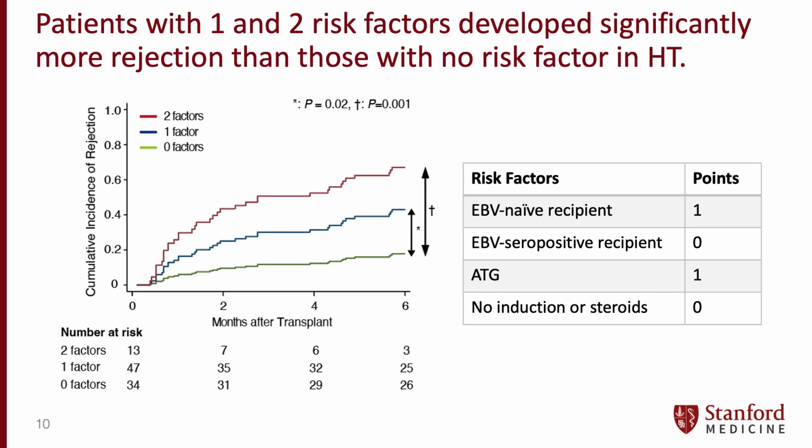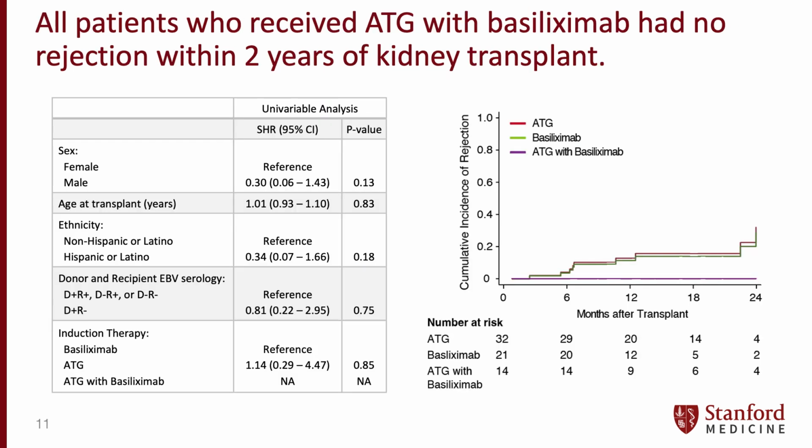Considering that ATG is a strong immunosuppressant that broadly regulates T cells, EBV infection and ATG may have been mutually associated with the development of rejection. In kidney transplant, there was no significant risk factor, presumably due to the low rejection rates compared to the other organs in this study. However, patients with ATG alone or basiliximab alone developed rejection after transplant, while all patients with ATG and basiliximab had no rejection within 2 years of kidney transplant.